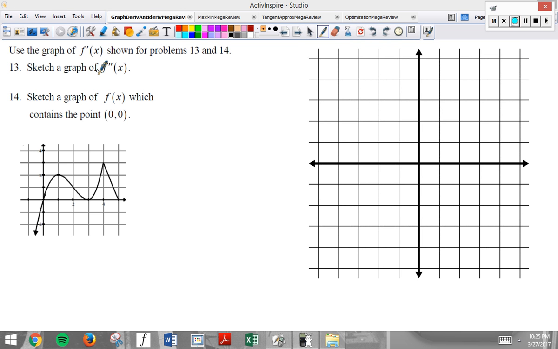Sketch a graph of F double prime. Sketch a graph of F. 13 first, please. Starting point. 3. Pause it. Try it. If you haven't tried anything else in this video, try this one. 3, 2, 1. Okay, here we go. Important. Important. Important.